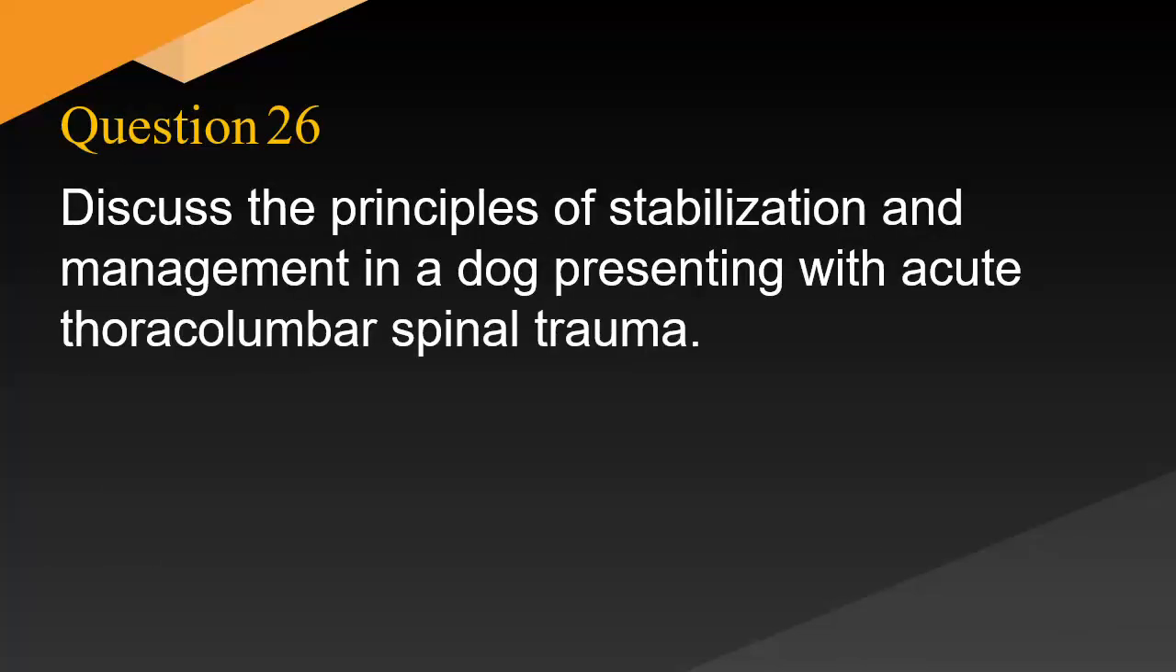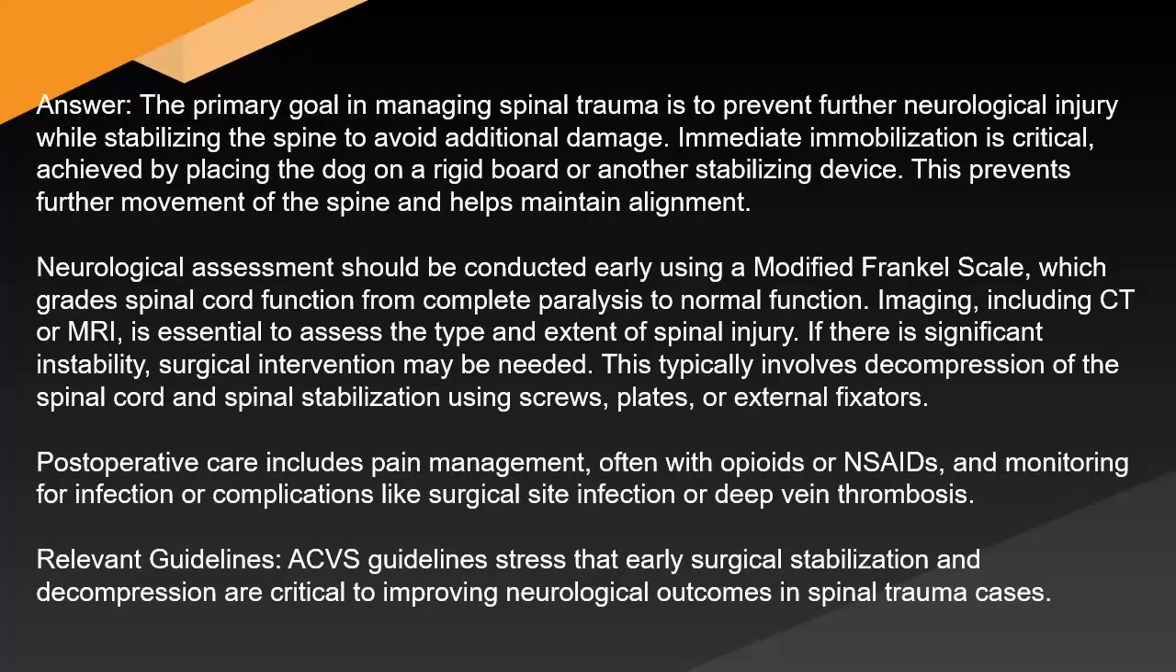Discuss the principles of stabilization and management in a dog presenting with acute thoracolumbar spinal trauma. Answer. The primary goal in managing spinal trauma is to prevent further neurological injury while stabilizing the spine to avoid additional damage. Immediate immobilization is critical, achieved by placing the dog on a rigid board or another stabilizing device. This prevents further movement of the spine and helps maintain alignment.